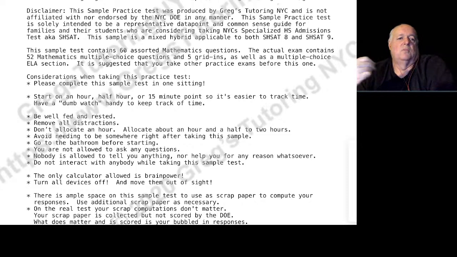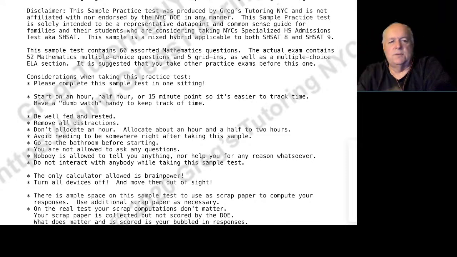In any event, I'm calling this a hybrid exam because the SHSAT has 52 multiple choice math questions and 5 grid-ins. So I have about 35 grid-ins and about 25 multiple choice. The test has about 60 questions on it. Some questions have multiple parts, so they'll count as 2. There's also one question that has 2 answers. Just a heads up for you guys.